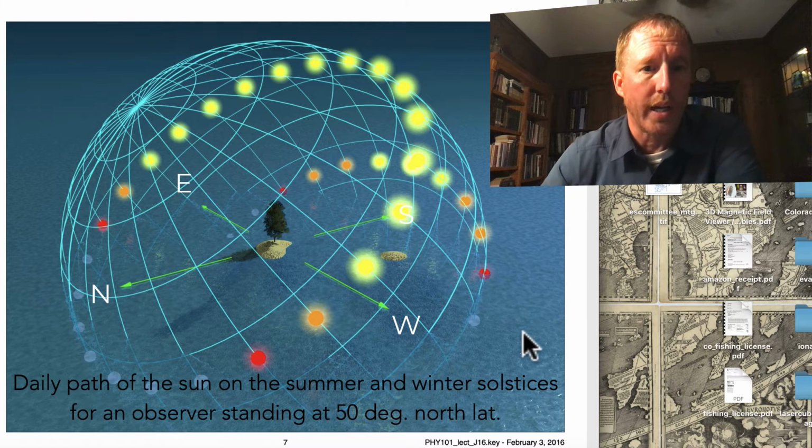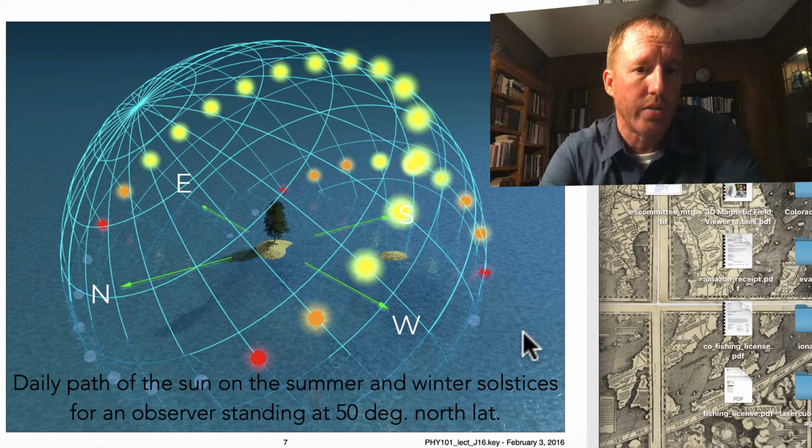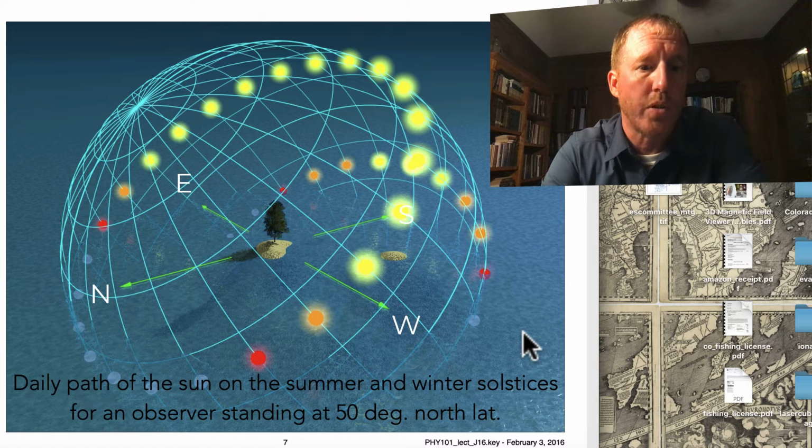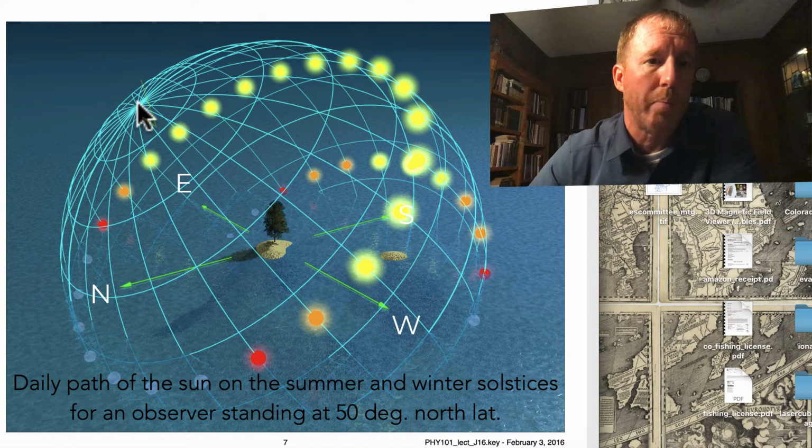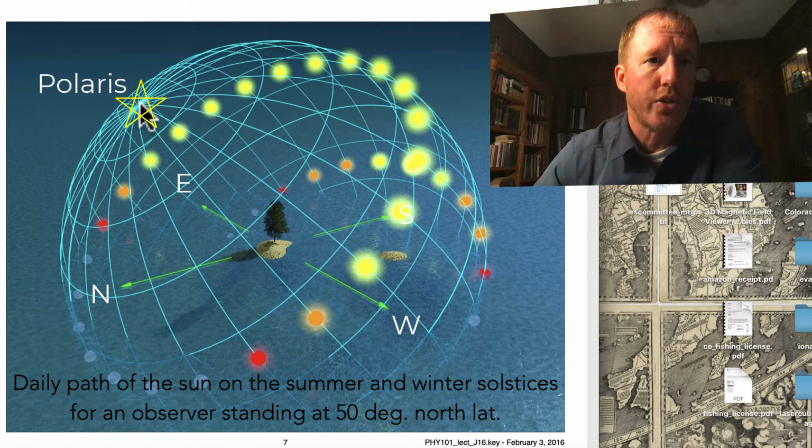Here we show, once again, the daily path of the sun on the summer and winter solstices for an observer who's now standing at about 50 degrees north latitude. So Wauwatosa is about 43 degrees north latitude, so this is 7 degrees farther north, perhaps in northern Minnesota, southern Canada. In this case, if an observer looks toward the northern horizon, the North Star will be somewhat higher up in the sky right here, and the celestial sphere will be rotating once again around this pole.